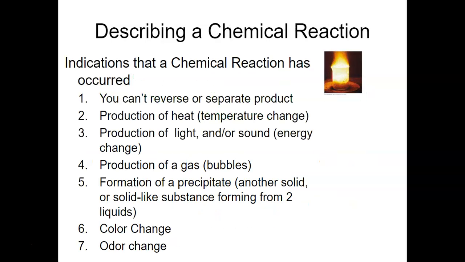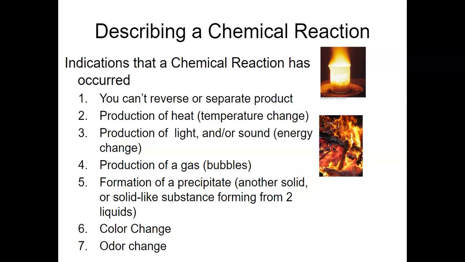So equal. So how do you know a reaction occurred? Well, there's several ways, and I think you've seen this in the video, but it can't be reversed or separated. You want to produce heat, so there's a temperature change. You want to produce light or sound, so kind of an energy change. You want to produce a gas. You might make a precipitate, which is another solid or solid-like substance when you pour two liquids together. You're going to have a color change, and this color change is not going to just be you spray painting something, it's actually changing the color of the compound. And then there's an odor change. So those are ways you can see that different things happened.